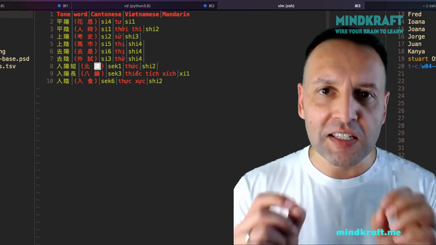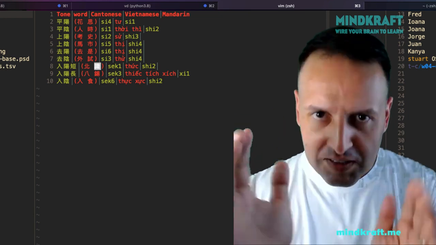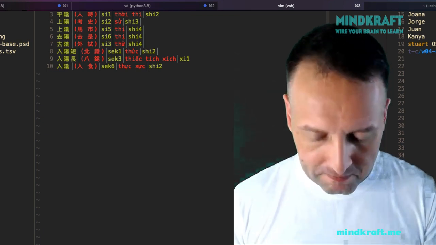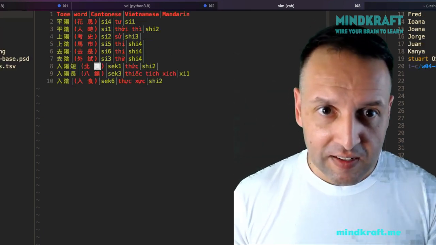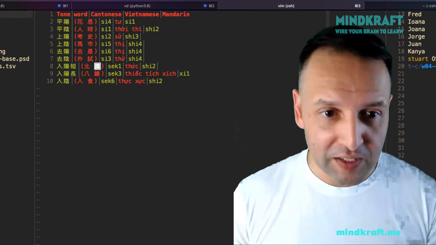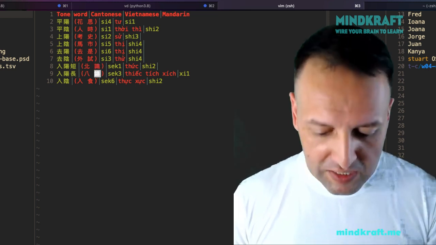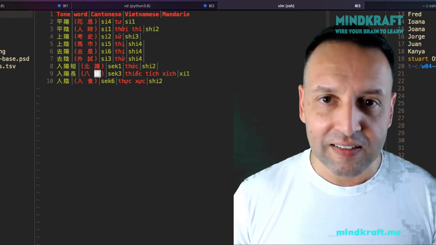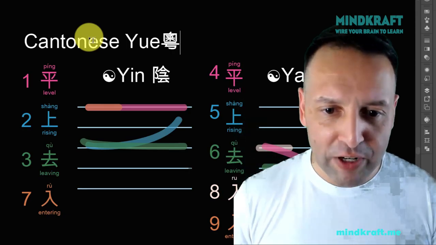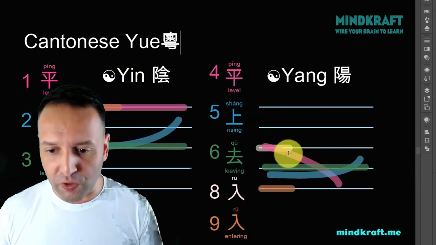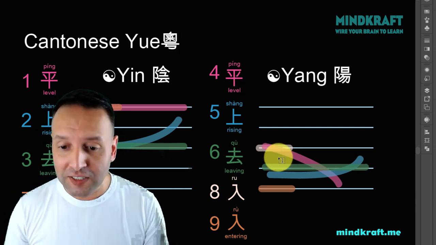If it was the yin short entering, it would be up high. Sick. And if it was the yin long entering, it would be in the middle. Sick. So that's the high register of the voice, the yin ones, and then the yang is in the low register of the voice in Cantonese. So we have the same one.